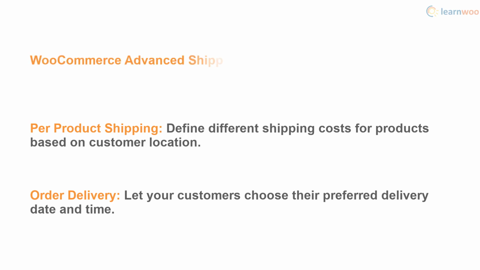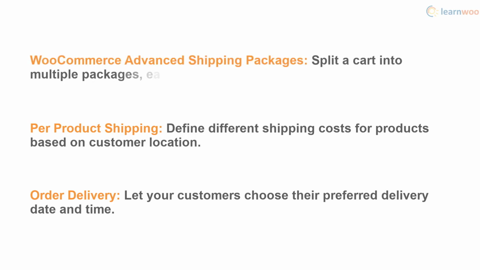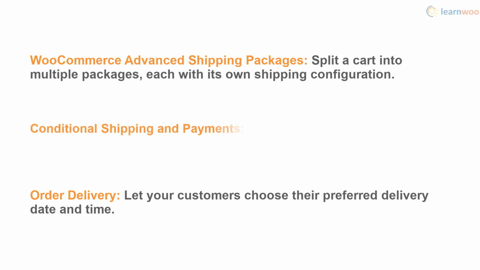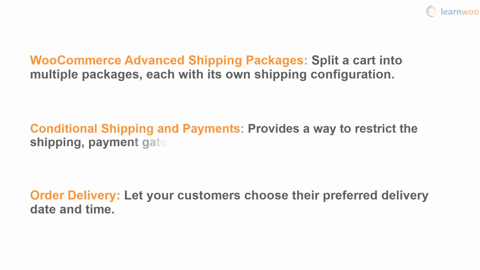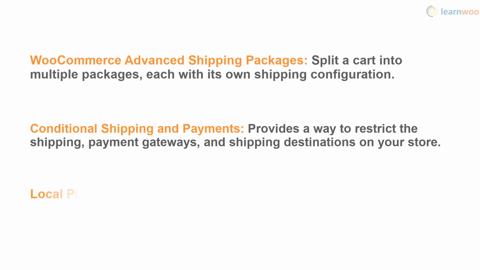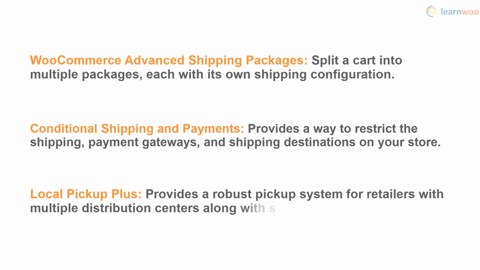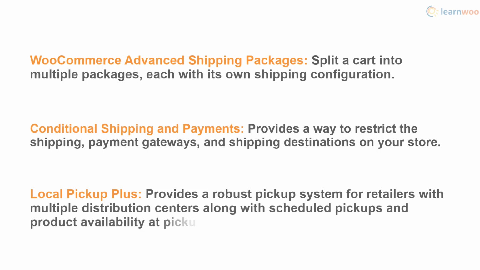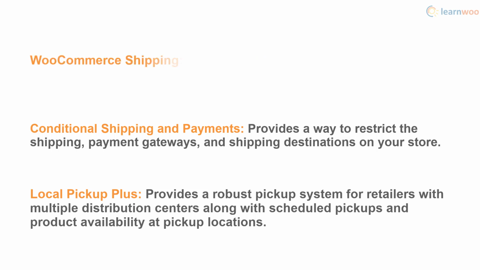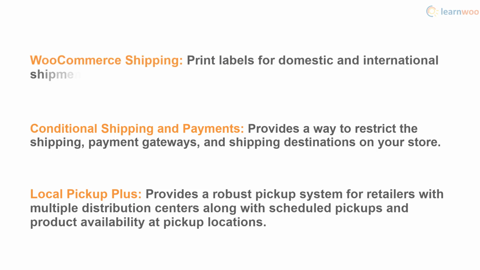You can use the WooCommerce Advanced Shipping Packages extension to enable splitting a cart into different packages, each with its own shipping configuration. Conditional Shipping and Payments gives you a streamlined way to restrict the shipping, payment gateways, and shipping destinations on your store. Local Pickup Plus provides a robust pickup system for retailers with multiple distribution centers along with scheduled pickups and product availability at pickup locations. WooCommerce Shipping lets you print labels for domestic and international shipments quickly and effortlessly.